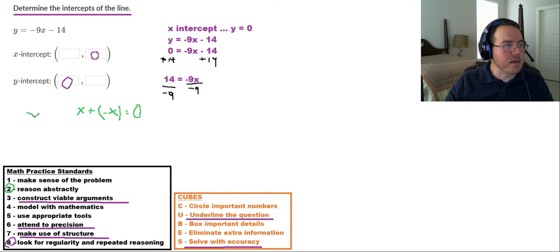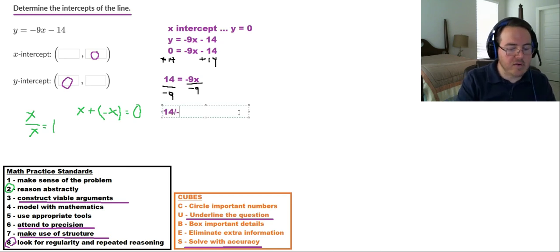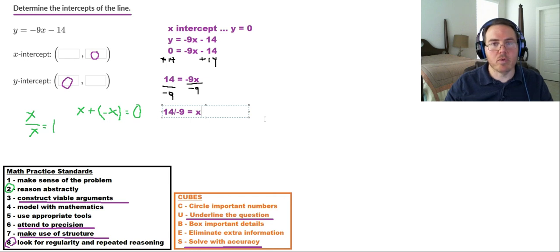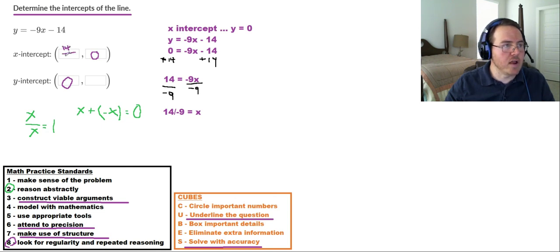So, anything divided by itself is equal to 1. And that is really convenient here because here's what happens. Sure, I have this weird 14 over negative 9 fraction. But negative 9 divided by negative 9 is 1. And I'm so lazy, I'm just going to say that. So, again, as much as you might want whole number integers for your answers, not today, friends. So our x value would be 14 over a negative 9.